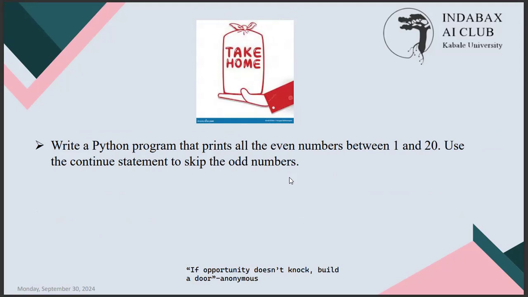So this is your take home for today. Write a Python program that prints all the even numbers between 1 and 20. Use the continue statement to skip all the odd numbers. So guys, we are using the continue statement here to write a program that prints even numbers between 1 and 20.